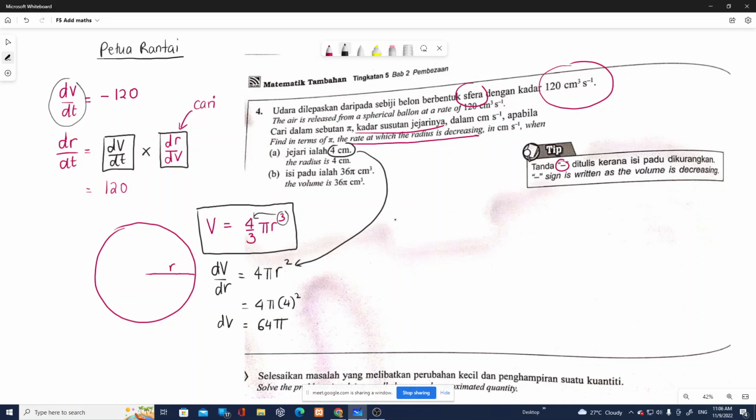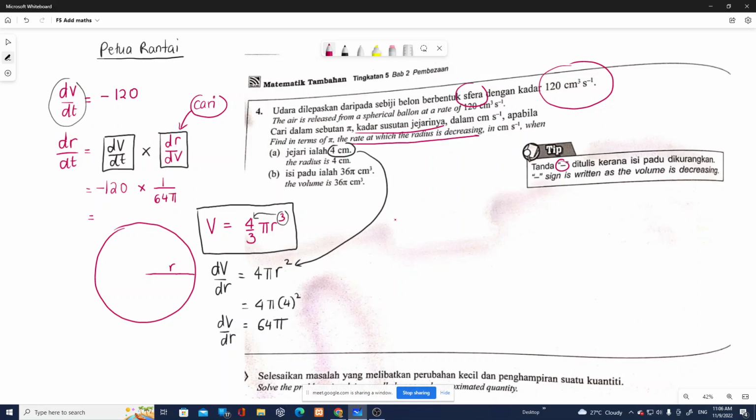Okey, dV per dr. Tetapi petua rantai kita suruh kita cari dr per dV. Okey, dr per dV. Kita dapati dV per dr 64 pi. Maka kita kena darab dengan 1 bahagi dengan 64 pi. Understand tak? Yes. Okey, sekarang masukkan semua ini dalam kalkulator.